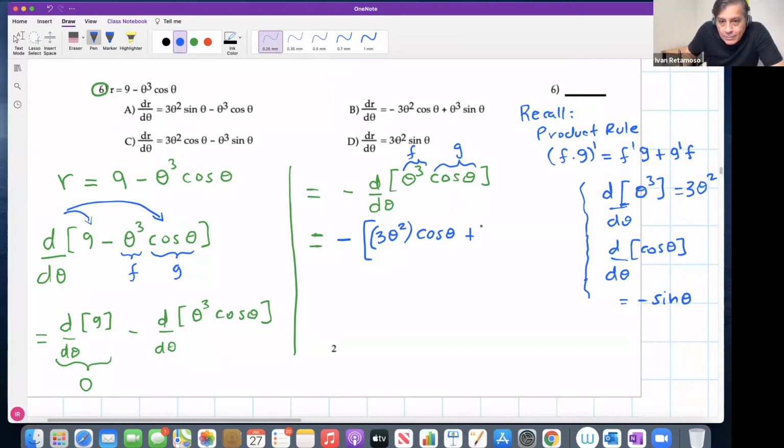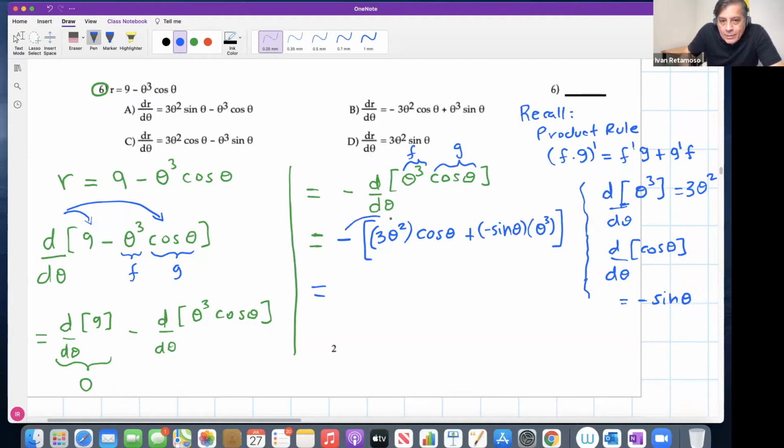The derivative of the g function, minus sine of theta, I'm going to write it within parentheses, times the other function f as it is. This one, right? Yeah, this question is very tricky. Now let's just put things together.